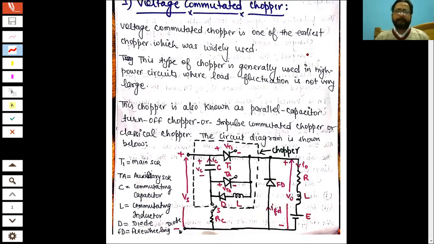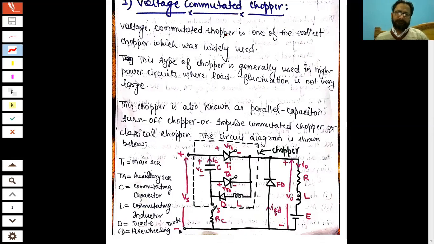That means a chopper in which the main SCR is turned off by using a reverse voltage across it. So how that reverse voltage is applied across the main SCR, how the commutation circuit present in the chopper commutates the main SCR, and how the whole operation of such a chopper is achieved, that is the purpose of today's lecture.